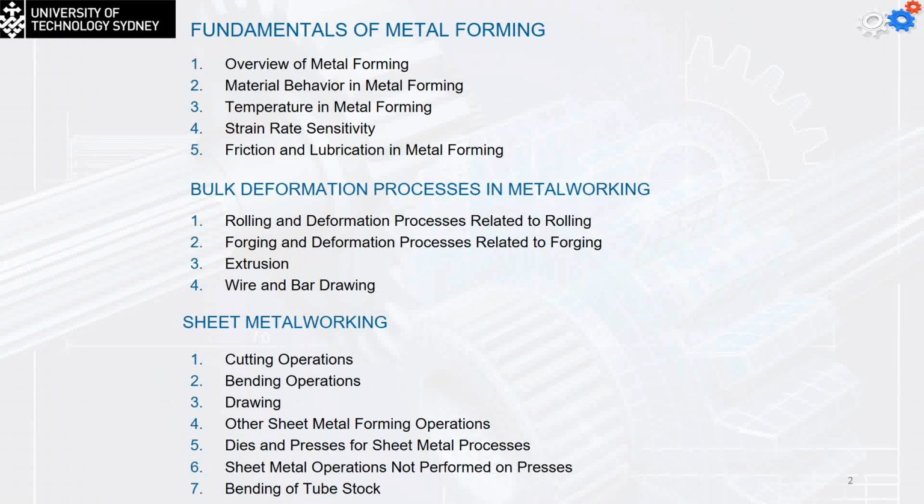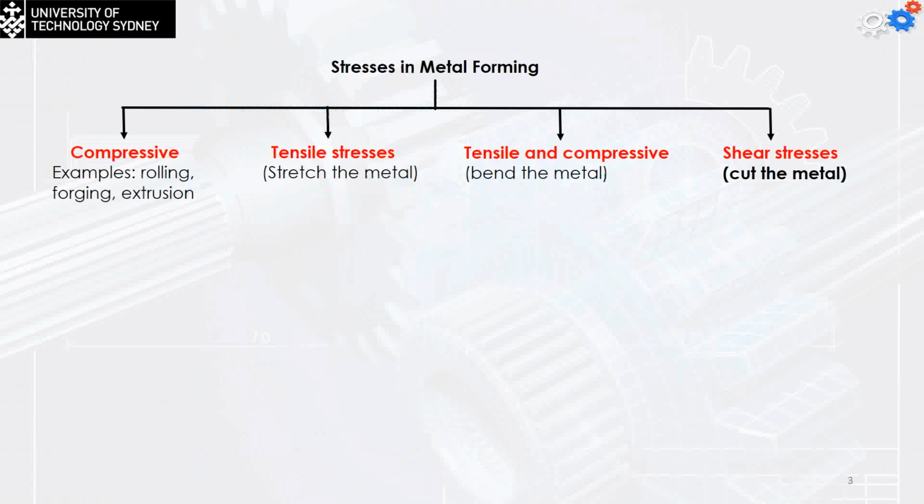The first one is bulk deformation. In bulk deformation, I'm going to deal with thick parts, bulk parts, usually with a big volume and narrow surface area. And then I'm going to go on to sheet metal working, which deals with thin parts with wider surface area. So let's start first with metal forming.